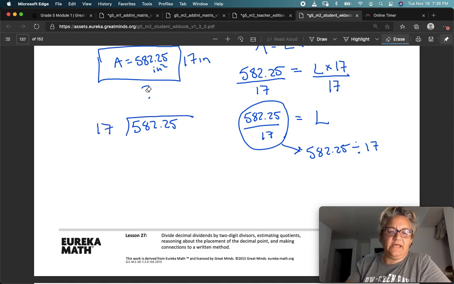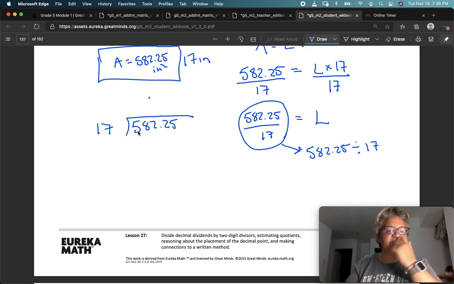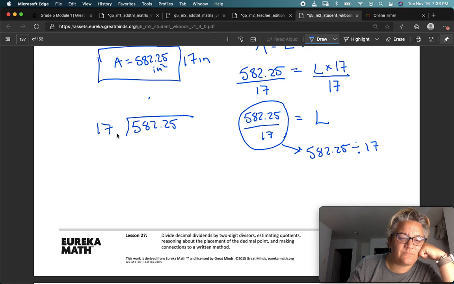So let's go ahead and do our math problem. 17 goes into 58, let's see, 3 times, maybe? Let's try that. 17 times 3 would be 51. Carry the 2, 3, 4, 5, yes. And 8 minus 1 is 7. Now I'm going to bring down the 2. 17 into 72, well, it's definitely at least 3. Maybe 4 times?